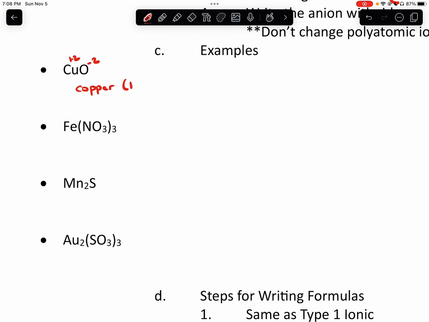Then we're going to put Roman numeral 2, II, and then we're going to say oxide. So the correct answer here is copper 2 oxide. Awesome, let's move on to the next one.